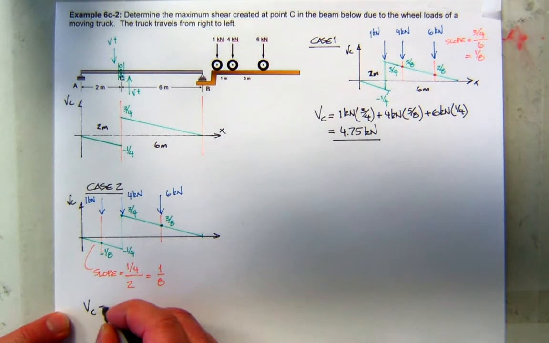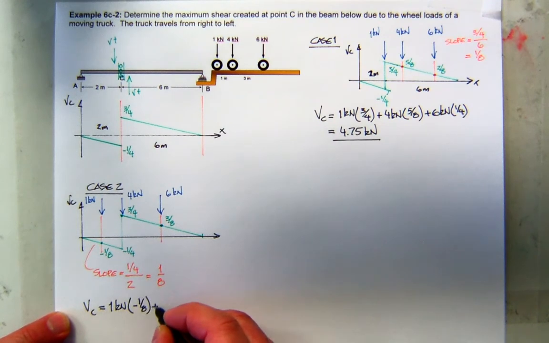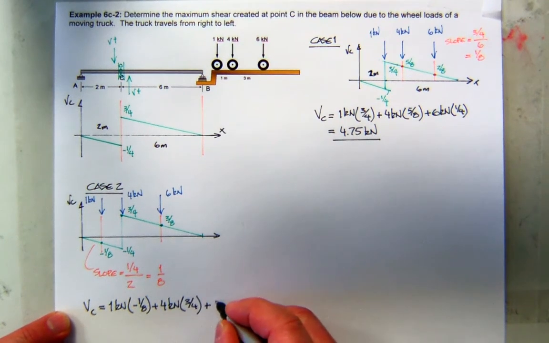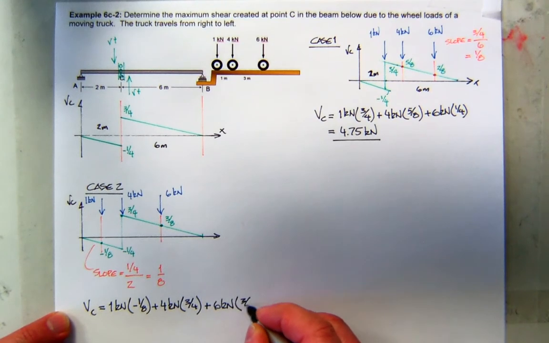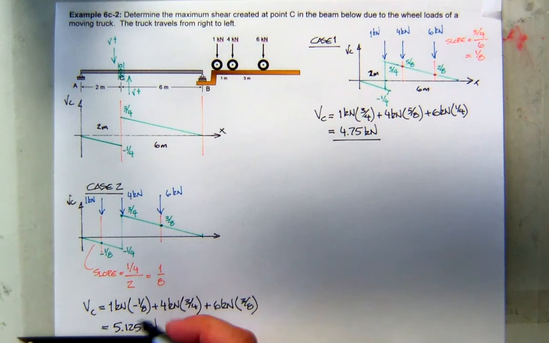So now the shear at C for this one is going to be 1 kilonewton times minus 1/8 plus 4 kilonewtons times 3/4 plus 6 kilonewtons times 3/8. Oh boy, let's see, 18, 17, 8, 3. It's 3 and 17/8, 5.125. Or 3 and 17/8. I don't think that's right, but I threw it out there. And you can see right now that that one's the more critical one of the two.